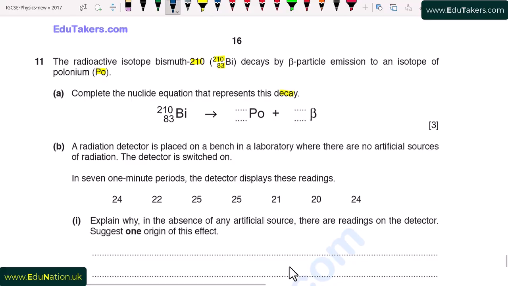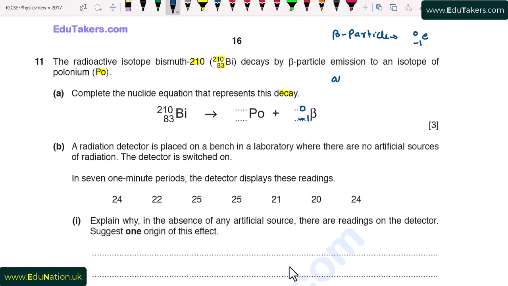So I write here, in order to complete this equation, I have to balance the atomic number and atomic mass on both sides of this arrow. So first of all, we know that beta particles are just like electrons with atomic number -1 and mass number 0. So first of all, I write for the beta particle, here is -1 and here is 0.